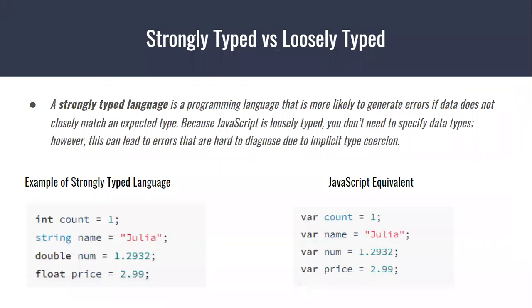So strongly typed versus loosely typed. This is what I was referencing. A strongly typed language is a programming language that's more likely to generate errors if the data doesn't closely match. For instance, C#, Java, even Angular, they're very strongly typed. The compiler will fail if you try to do any of this type of thing. But because JavaScript is loosely typed, you don't need to specify it. It can lead to errors that are very hard to diagnose, but your browser code may still load up and you may not know that these things are changing on you. And that can lead to many, many problems.